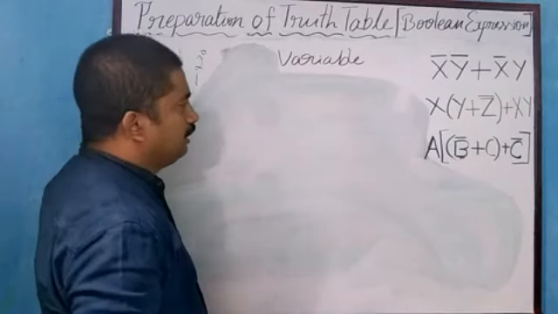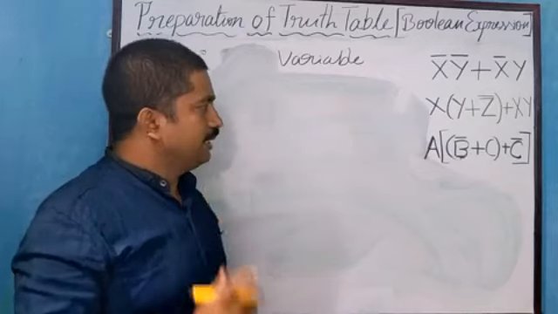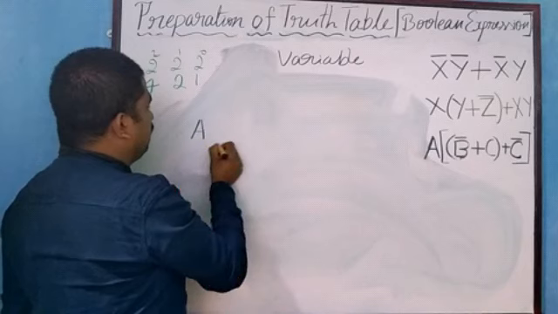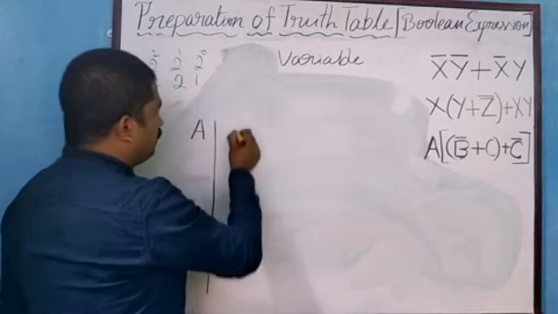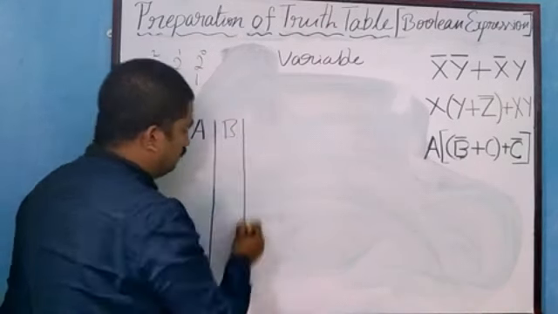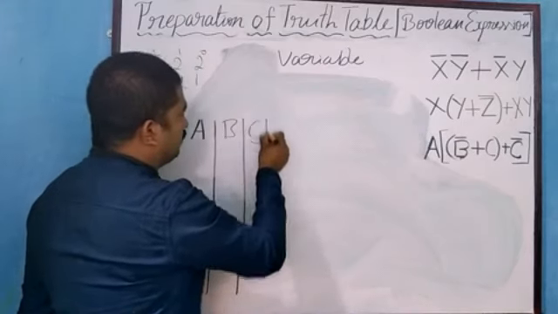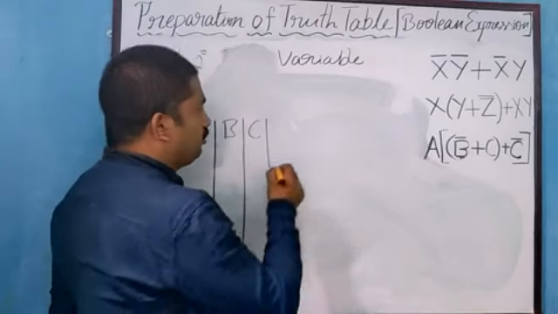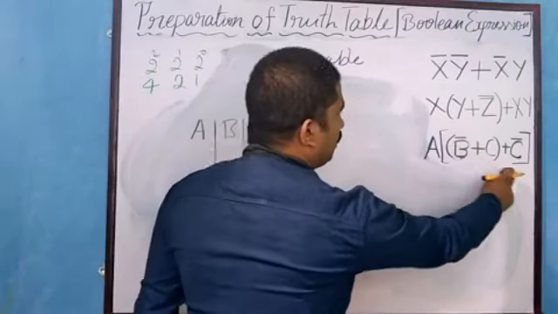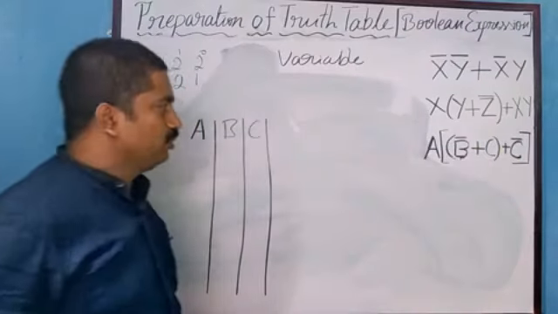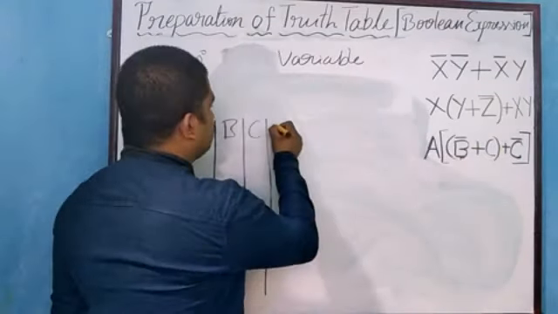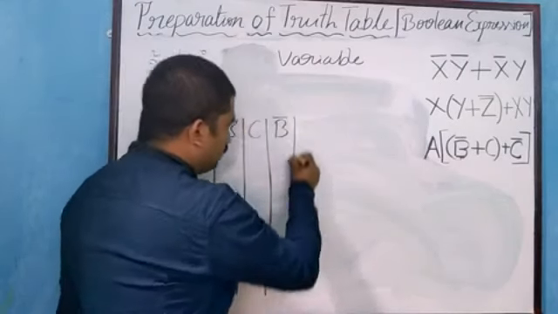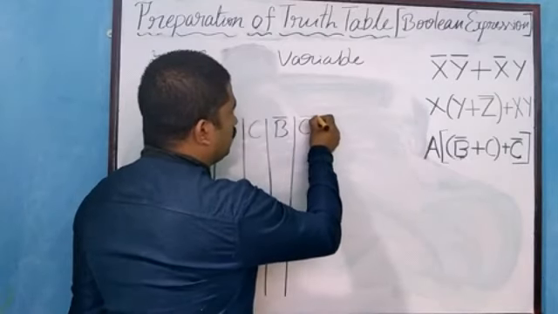First find the individual variables, that is a, b, c. Okay. So you write a, b, c. Then find the complements. We have two complements: b complement here, c complement there. There is no a complement. So we need b complement, we need c complement.